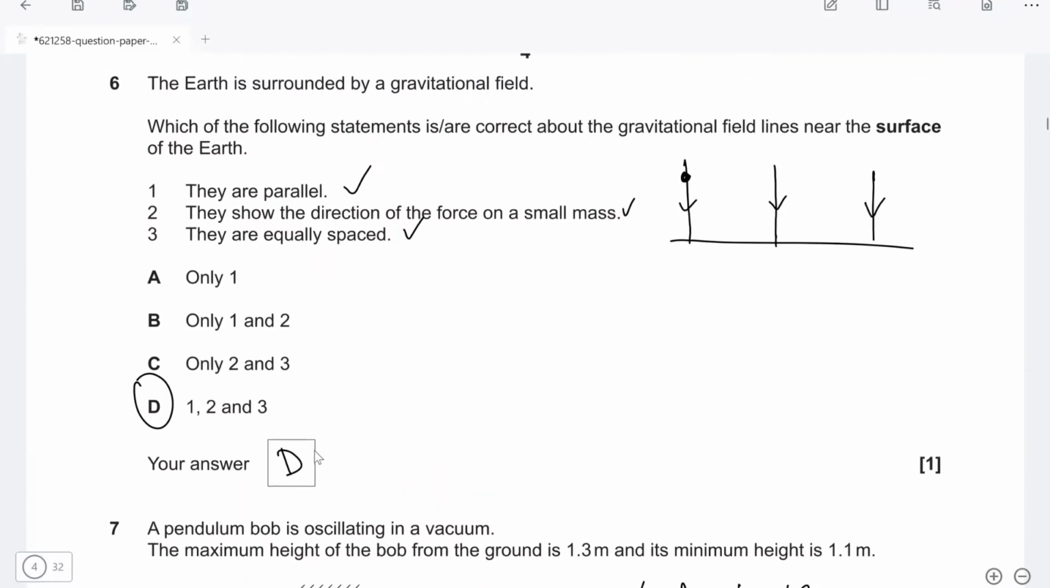Question 6, quite an interesting one. The Earth is surrounded by a gravitational field. Which of the following statements are correct for the gravitational field lines near the surface? And notice that this little section is bold.